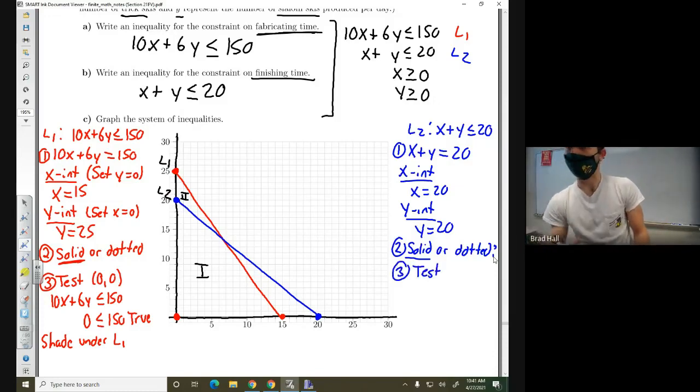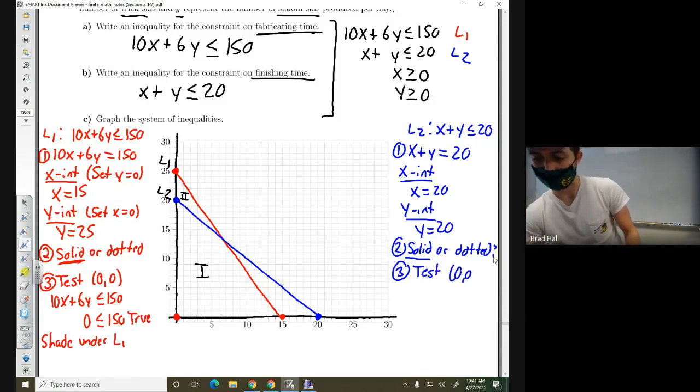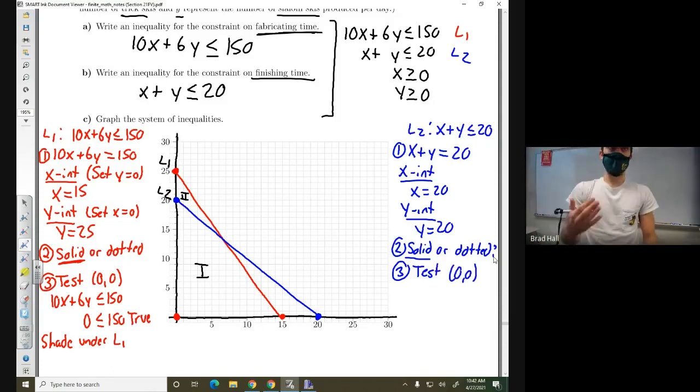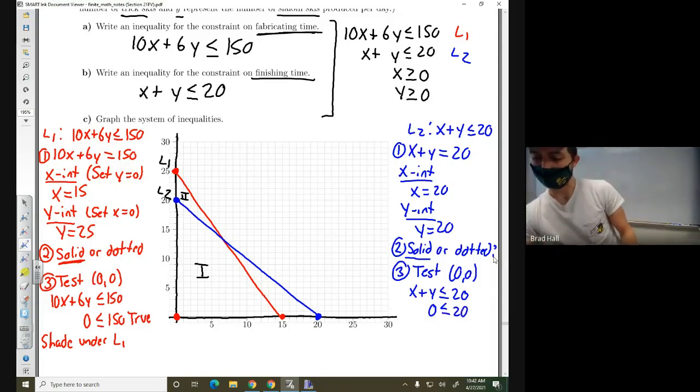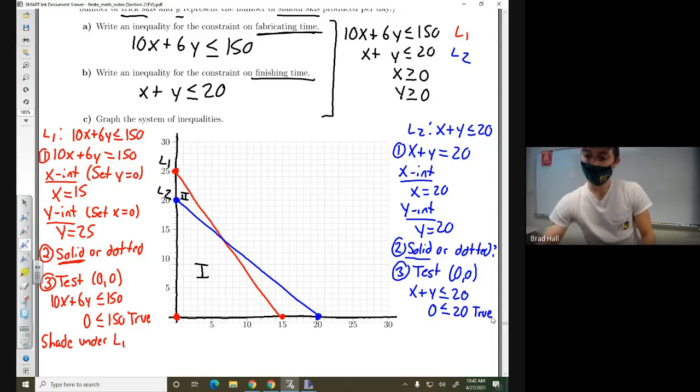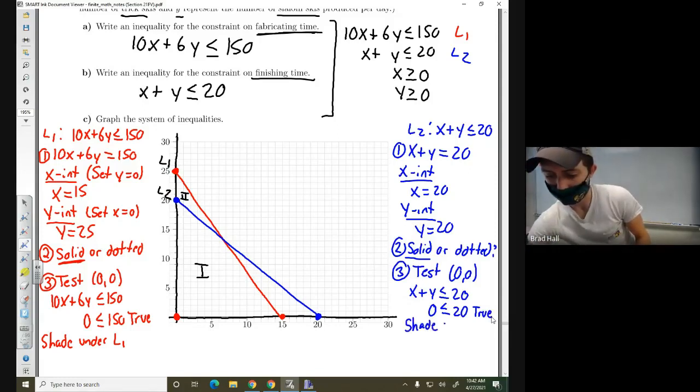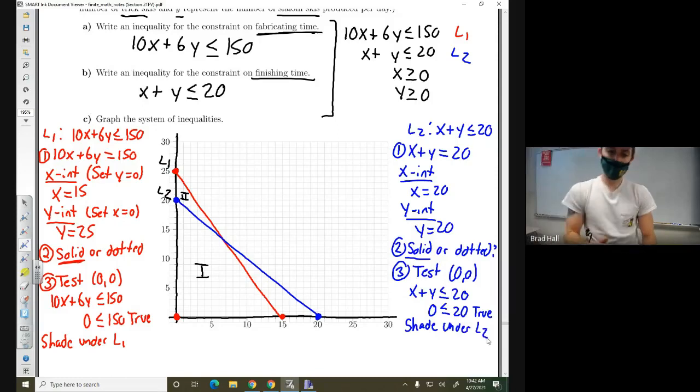For the second line, or the blue line here, we need to test 0, 0 again, which will tell us if we shade region 1, which is below the second line, or above. So x plus y is less than or equal to 20. We plug in 0 for x and y. We get that 0 is less than or equal to 20, which is true. So we shade under L2, which means the second region here is not under L2, so we get rid of it. And we're left with region 1, which is the region we want to shade.